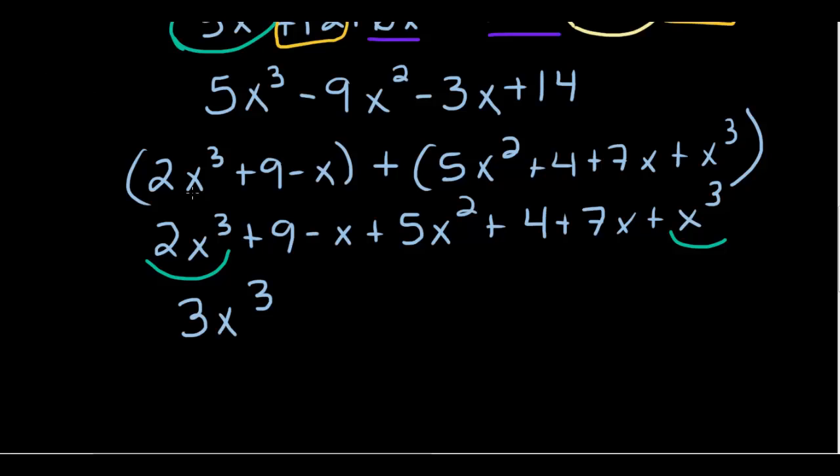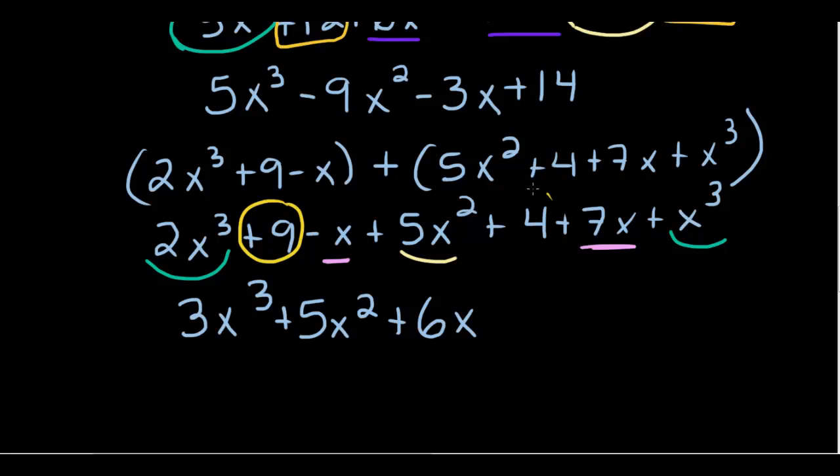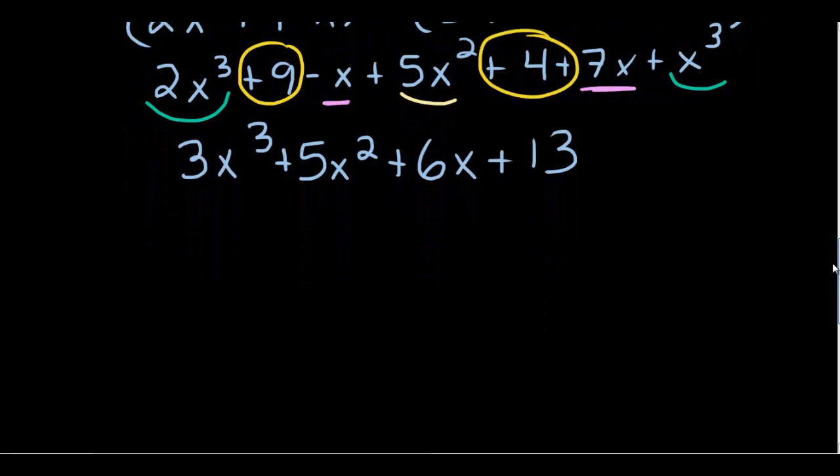Now I'm going to move on to the quadratics. There's only one term. Plus 5x squared. Then I'm going to move on to the x's. So this one is this one. Negative x plus 7x, that's going to be 6x. And then I'm going to wrap it up with constants. 9 plus 4. Well, 9 plus 4 is 13. And that's it. And the last example is going to be a subtraction.